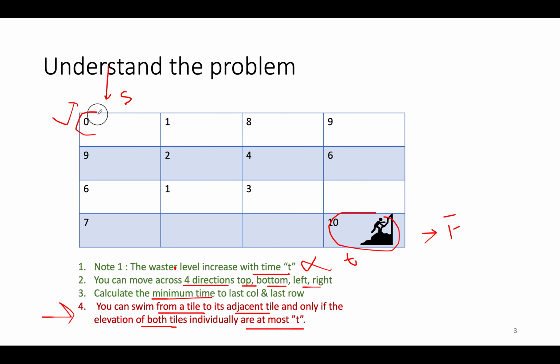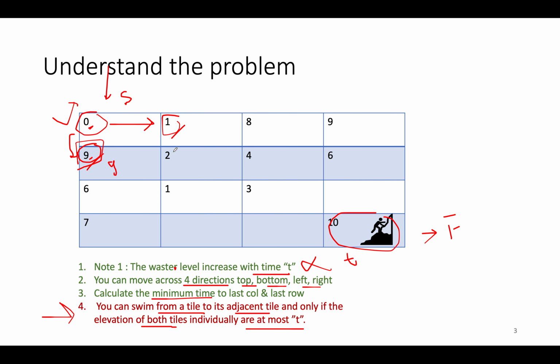If you are at this position and you want to reach its adjacent nodes, this one or this one, then for reaching the lower one, 9 units of time must have elapsed so that you can swim from a lower node to a higher node. 9 units of time, because the value held at this node is 9. So for reaching this node, 9 units of time must have elapsed. For reaching this node, 1 unit of time must have elapsed.